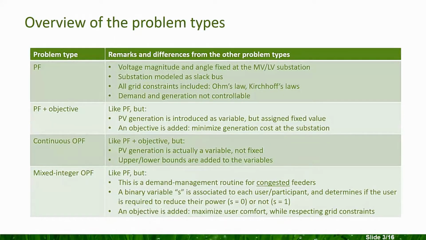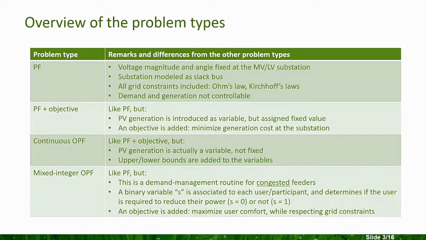In the power flow problem, voltage magnitude and angle are fixed at the substation, which is modeled as a slack bus, and all grid constraints are included in all four problems. In the power flow, demand and generation are not controllable, and they are not in the power flow with objective problem either, but PV generation is introduced as a variable, although later assigned a fixed value, in order to include it in the objective of minimizing the generation cost at the substation.